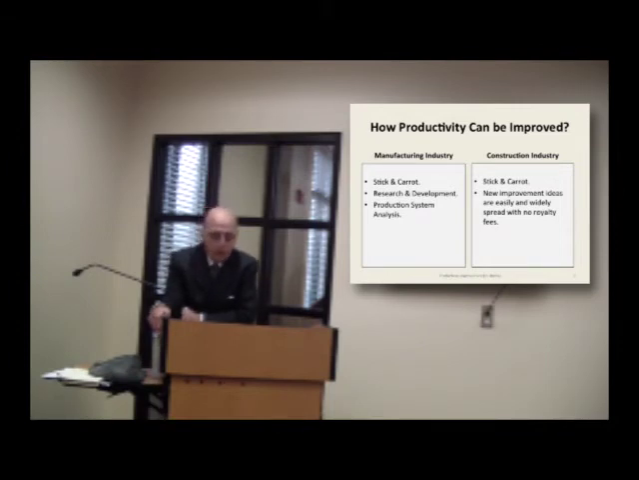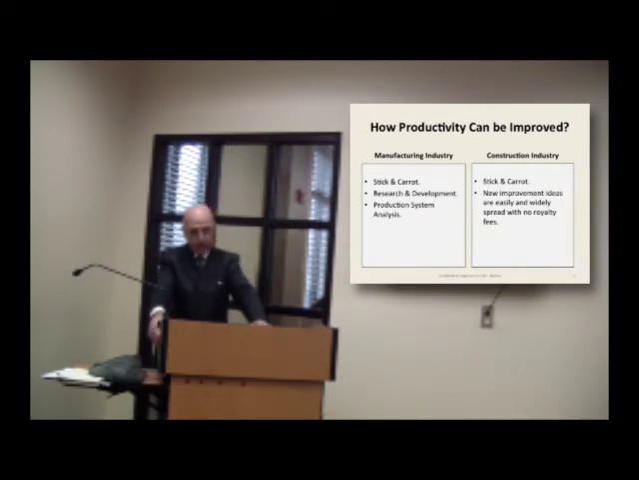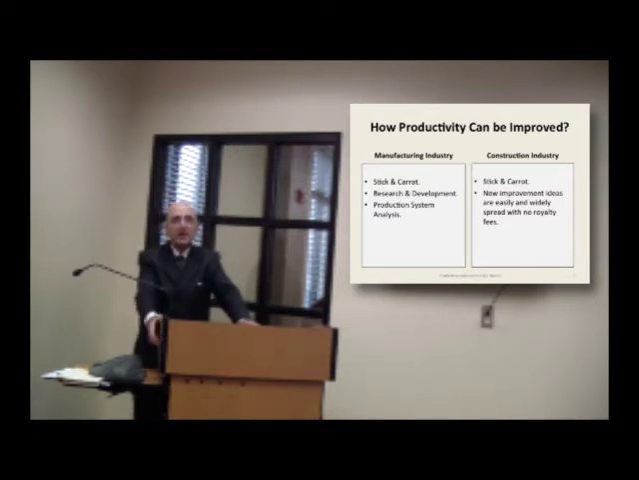Let's look at two industries using productivity and the way they are trying to improve or control productivity. Manufacturing industry. In the manufacturing industry, they are using stick and carrot. I mean, they are giving incentive and motivation. They will pay you more money if you produce more. We call this the carrot. And they will punish you if you don't deliver the productivity they are planning for. So we call this stick and carrot.